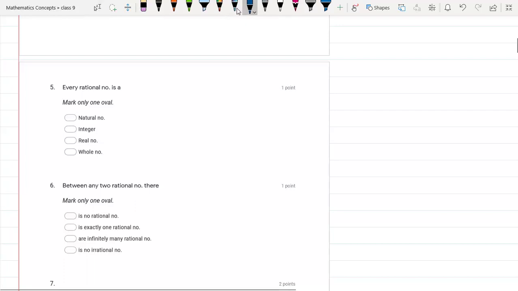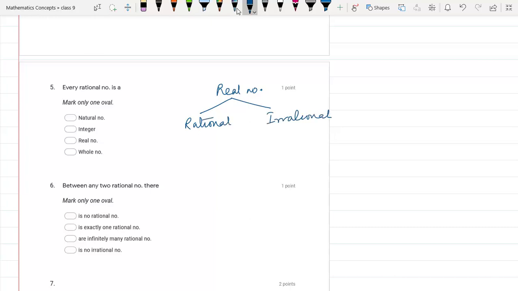that real numbers are of two types, rational and irrational. So we can say obviously every rational number is what? A real number. But reverse is not true, because there are some real numbers which are irrational also. But this is always true that every rational number is a real number.